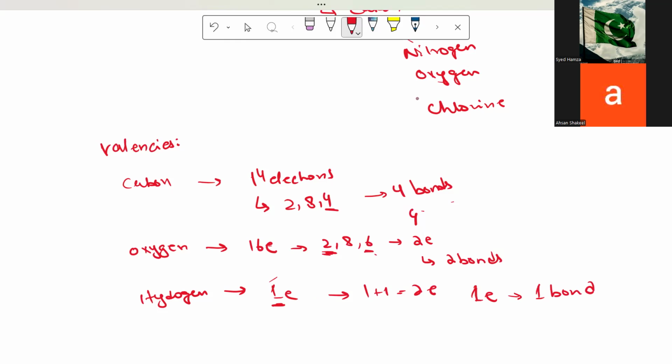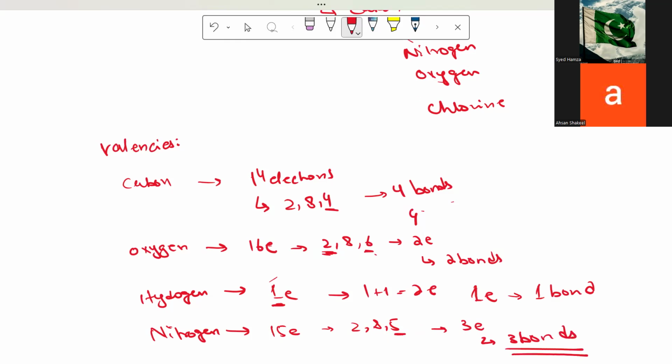And one more element which we talked about is nitrogen. From the periodic table, nitrogen has 15 electrons. 15 electrons means an electronic configuration of 2, 8, and 5, which means in the outermost shell, it needs 3 electrons to complete its electronic configuration. 3 electrons means it can make 3 bonds. This is something that you need to know. The most important element here is carbon, and you need to know that carbon is going to be making 4 bonds. Everywhere in organic chemistry, we'll be using carbons, and this is very important.